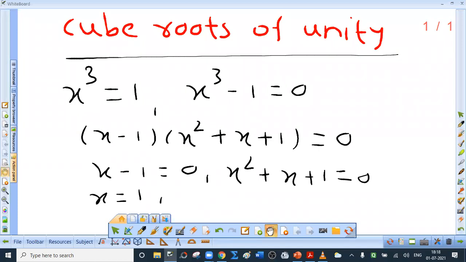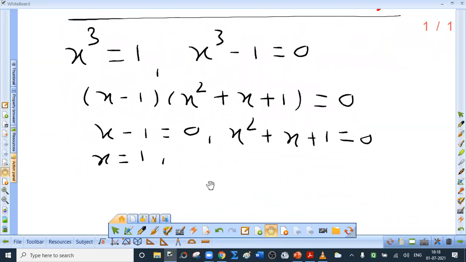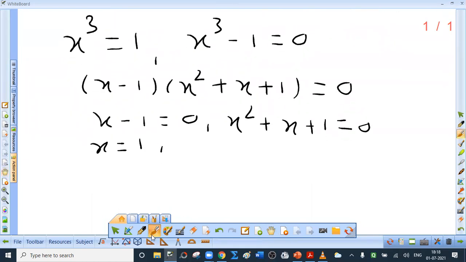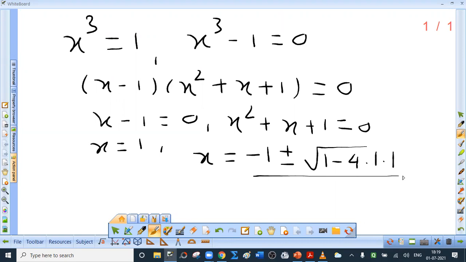Now we cannot find the factors of x square plus x plus 1 equal to 0 by the factorization method. So we use the formula. I hope you know the formula for finding roots of a quadratic equation. I will not mention that formula. I will directly write the roots. Minus b, so minus 1, plus minus root of b square, that is 1 square, minus 4ac. Now a is 1, c is also 1, upon 2 times 1.